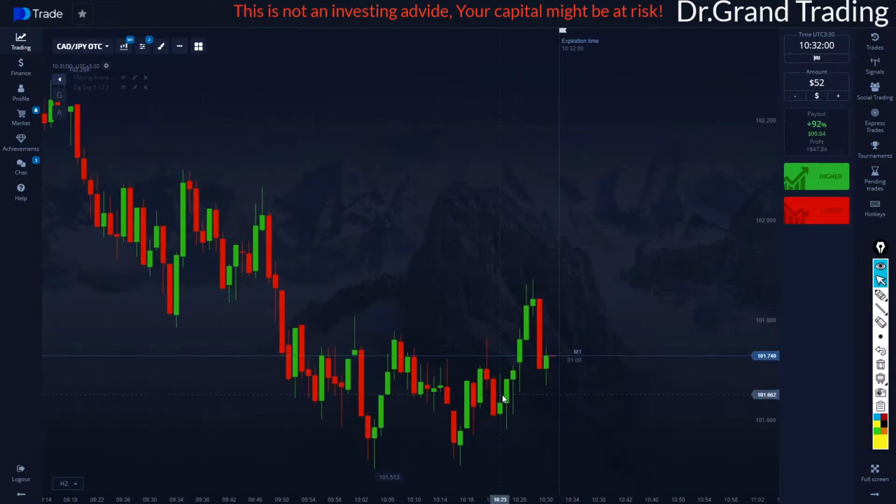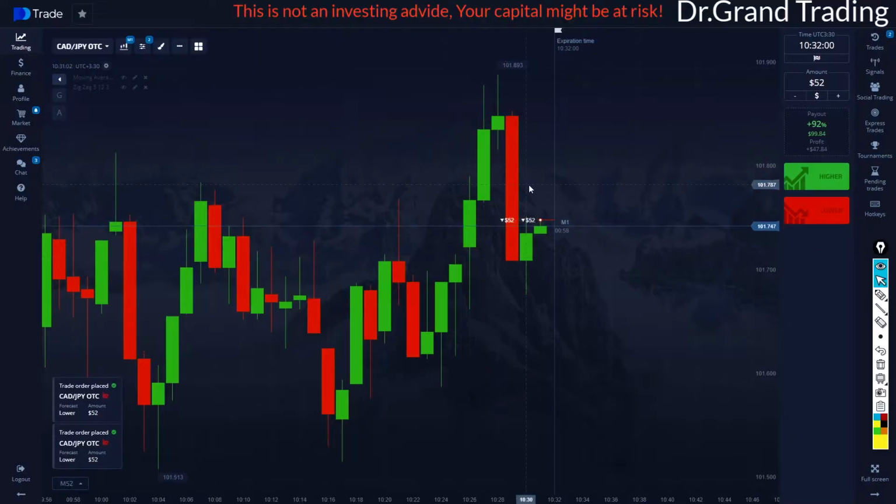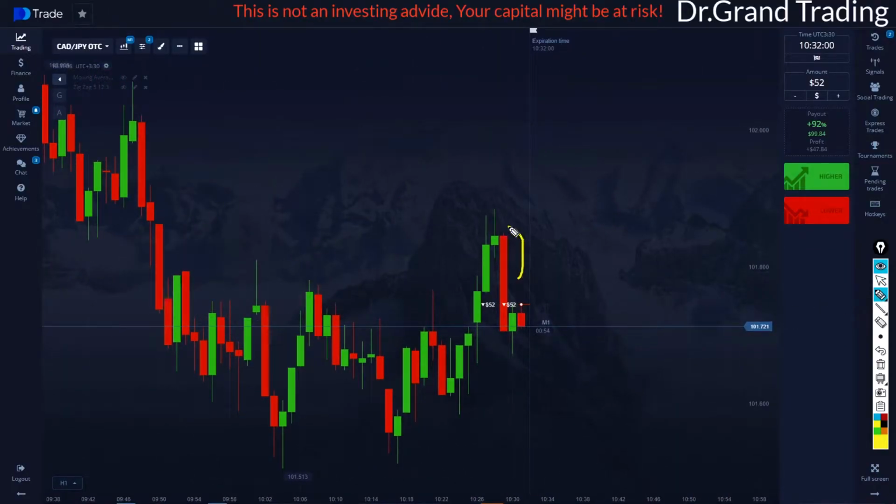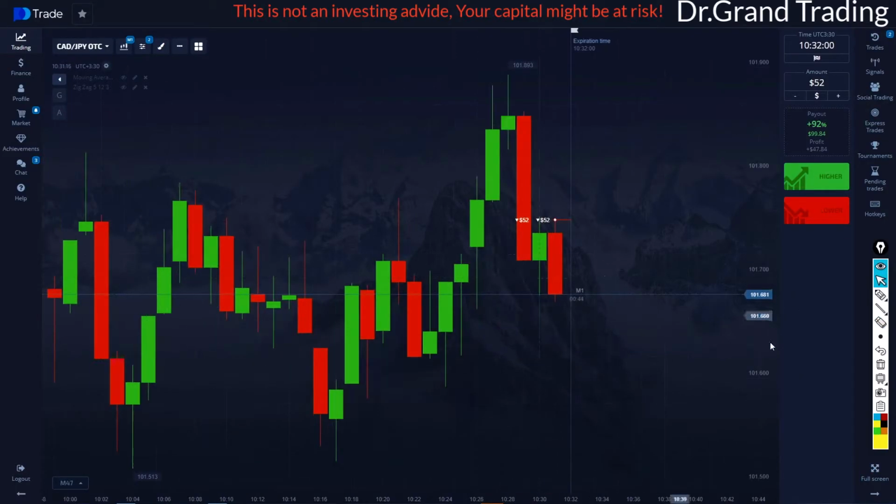We have a major downtrend and we have a minor uptrend. I go with sellers here because we have pretty strong sellers in the market, and we also have a retracement. This is the retracement with rejection from the upside. I love trading outside bars. This is an outside bar.